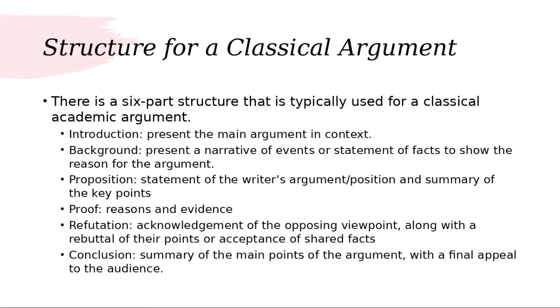So looking at the structure for a classical argument, it has a 6-part structure that you typically see used. Starting with an introduction, where you're going to present the main argument in context. So present what you are going to be arguing and in what context this argument exists. That also includes the background information. Present a narrative of events or statement of facts to show the reason for the argument. So give us the series of events that's leading up to the issue that you're arguing and why you're arguing it.